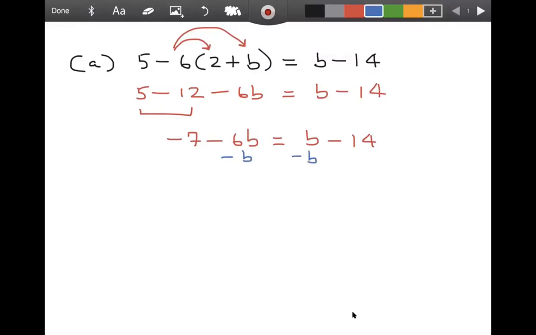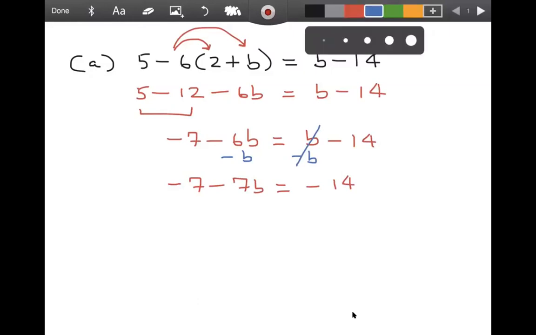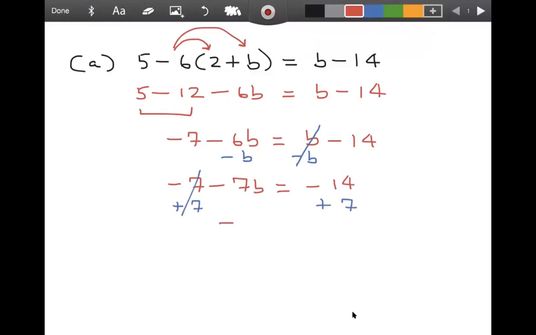If we're going to put the variable on the left side, that means we need to get rid of this b on the right-hand side. We do that by doing minus b on both sides. So now we have -7 minus 7b equals -14. Since I've put the variable terms on the left side, I need to now put the numbers on the right side. So I need to get rid of that -7, and I'm going to do that with a +7. And now I'm going to have -7b equals -7.